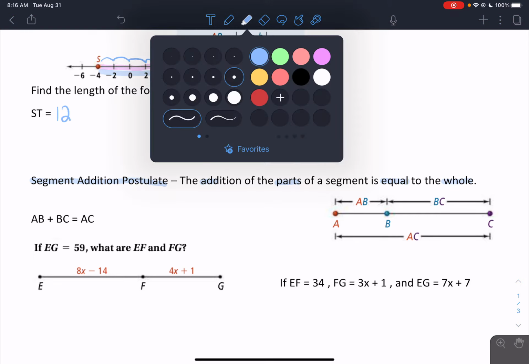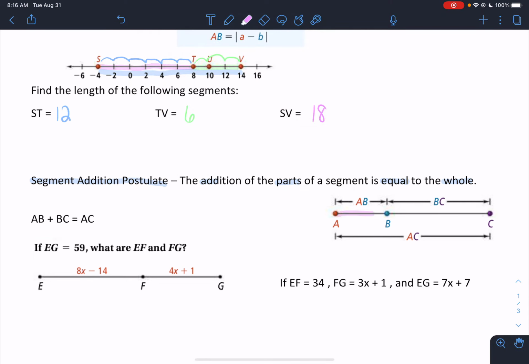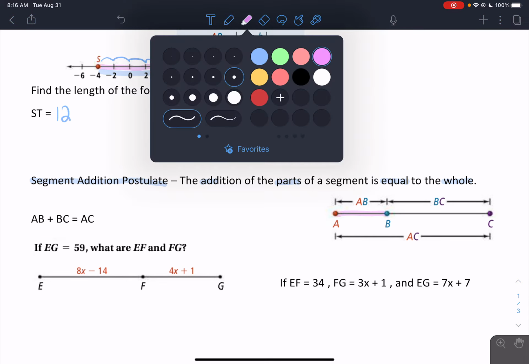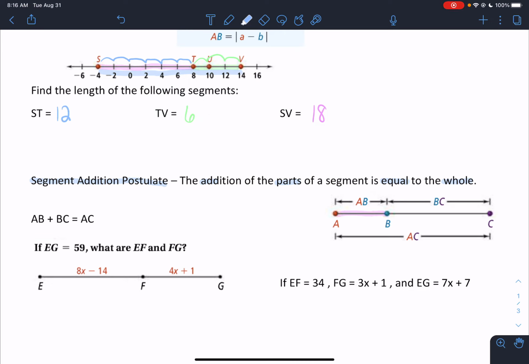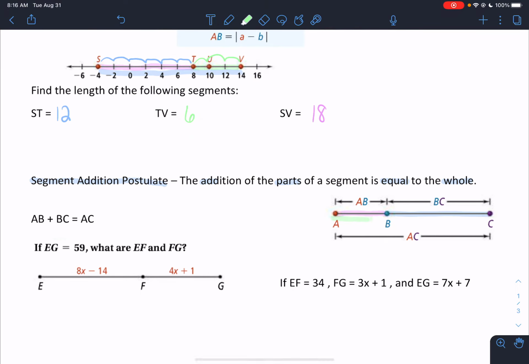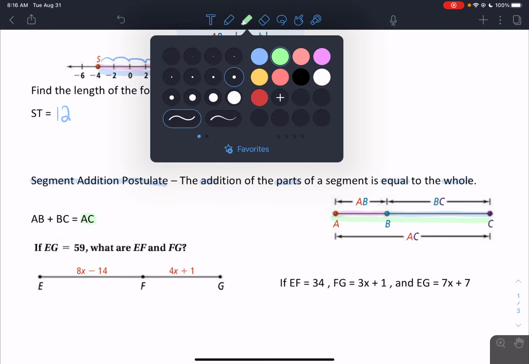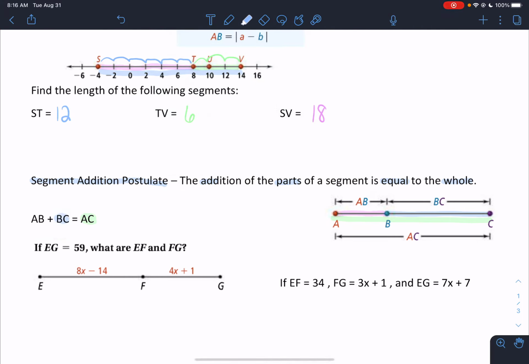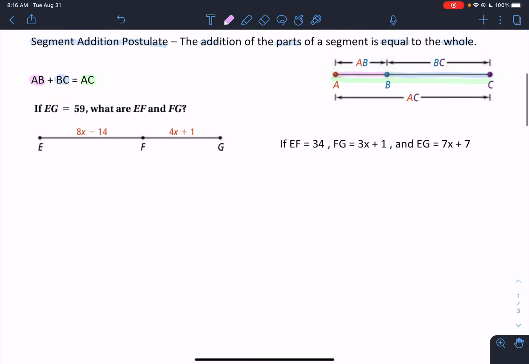So just like we had in there, this piece AB plus this piece BC is equal to the whole thing, which is this AC right here. So that's what we've got over here with our formula. The purple piece plus the blue piece equals the green piece. And so down below here, we've got two separate problems, both using the same picture.